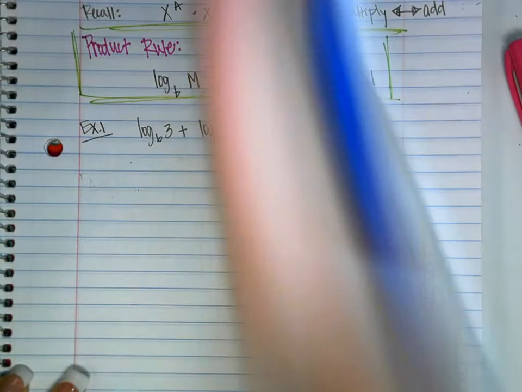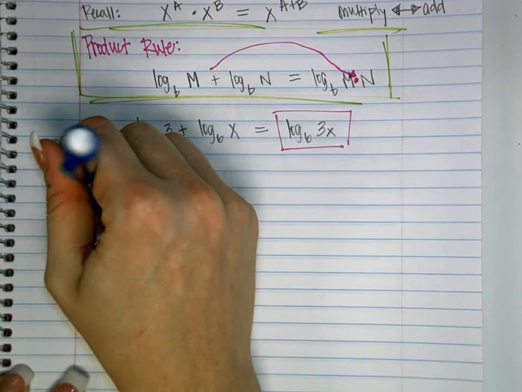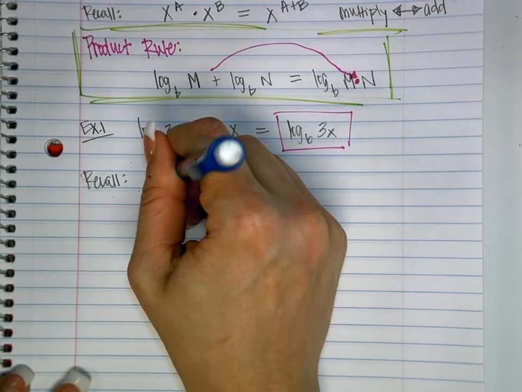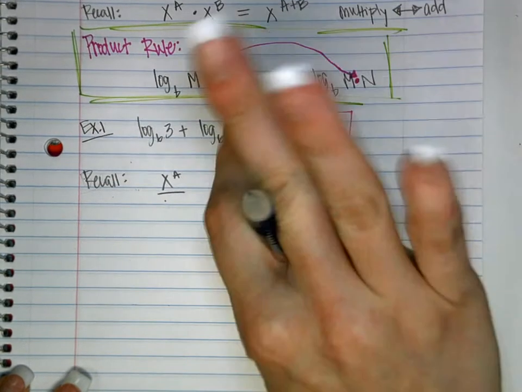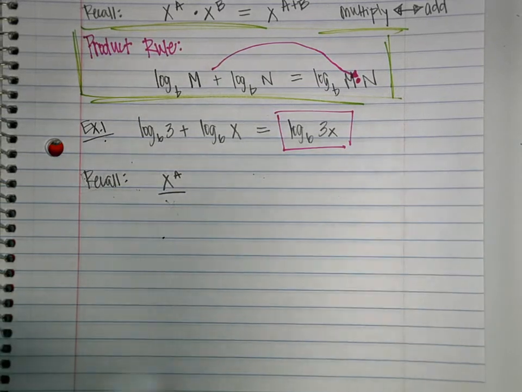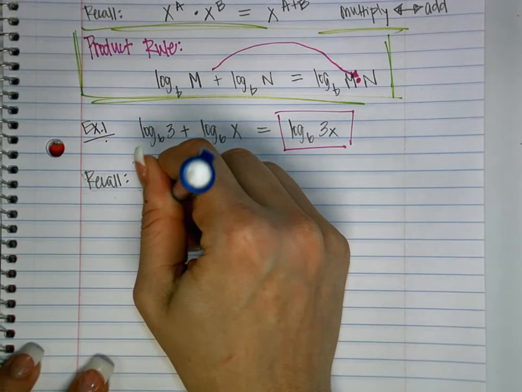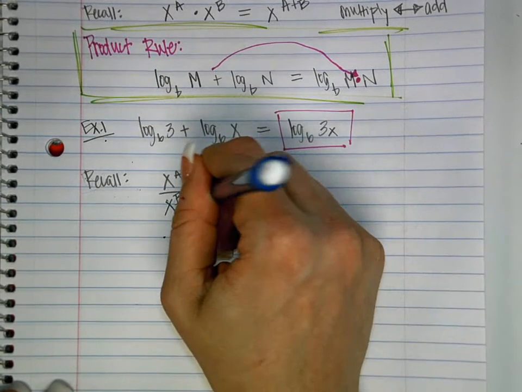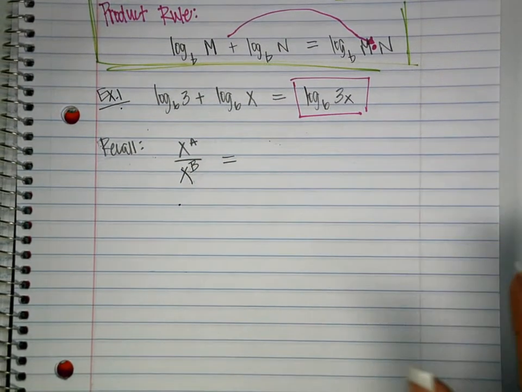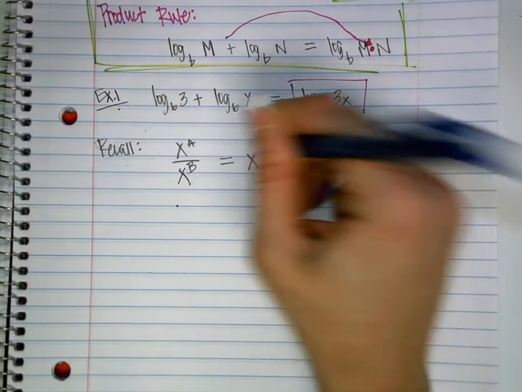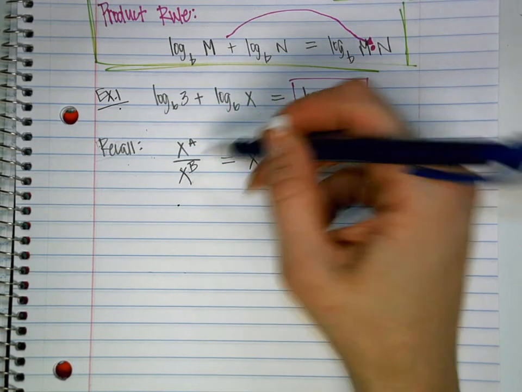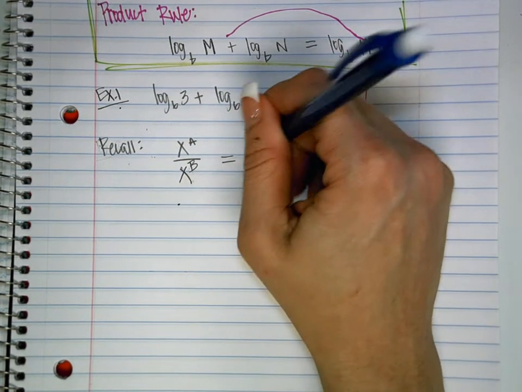Okay, next thing I want you to remember, so that was the product rule. Next, recall what would happen if you had x to the a over x to the b? X to the a divided by x to the b. How would you simplify that if we were just dealing with exponents? What are you really doing with the exponents? Subtracting them. So this would become x to the a minus b.